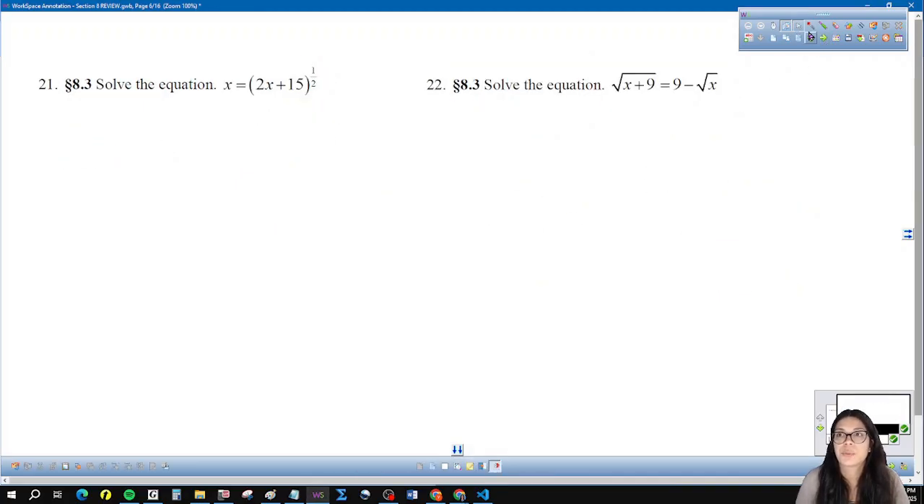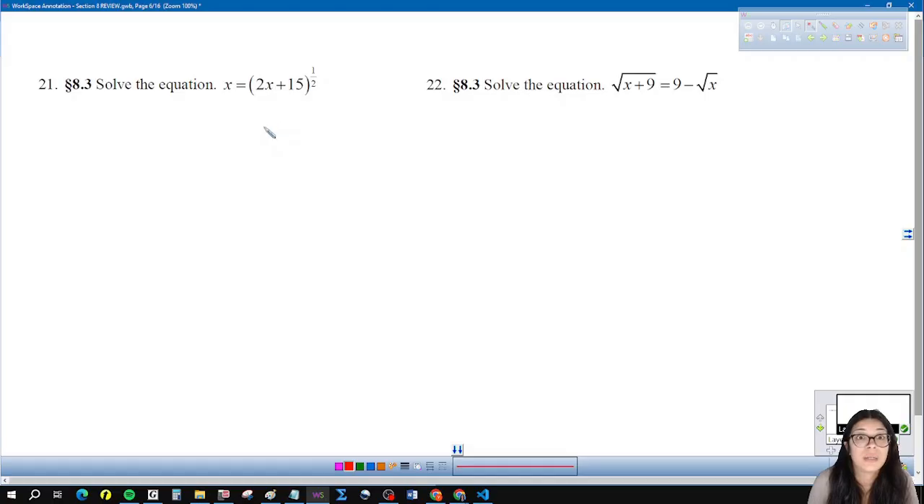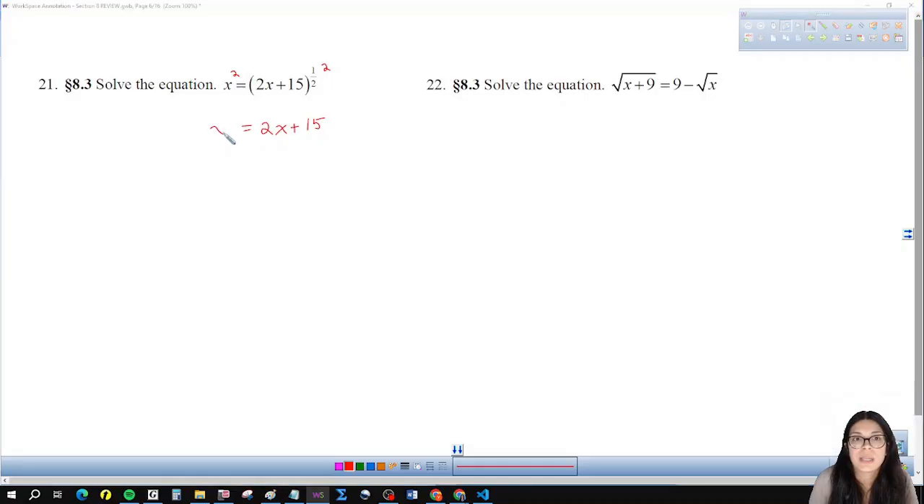All right, moving on to number 21. So we have an equation here, x equals 2 times x plus 15 to the power of 1/2, and we need to solve it. So the first thing I could do is to get rid of that power 1/2, I can go ahead and square both sides. If I square both sides, 1/2 times 2 is going to be power 1. That'll get rid of the power 1/2 on the right side, and on the left side now I have x squared.